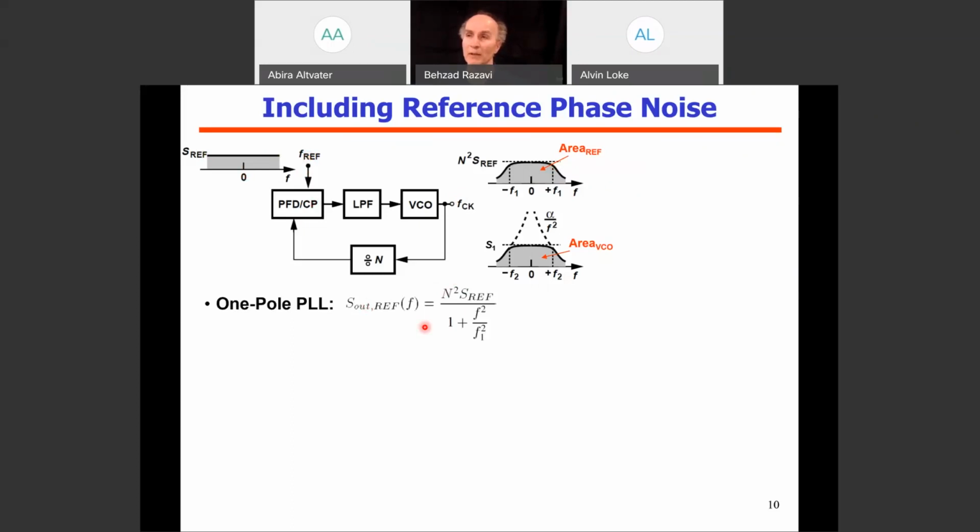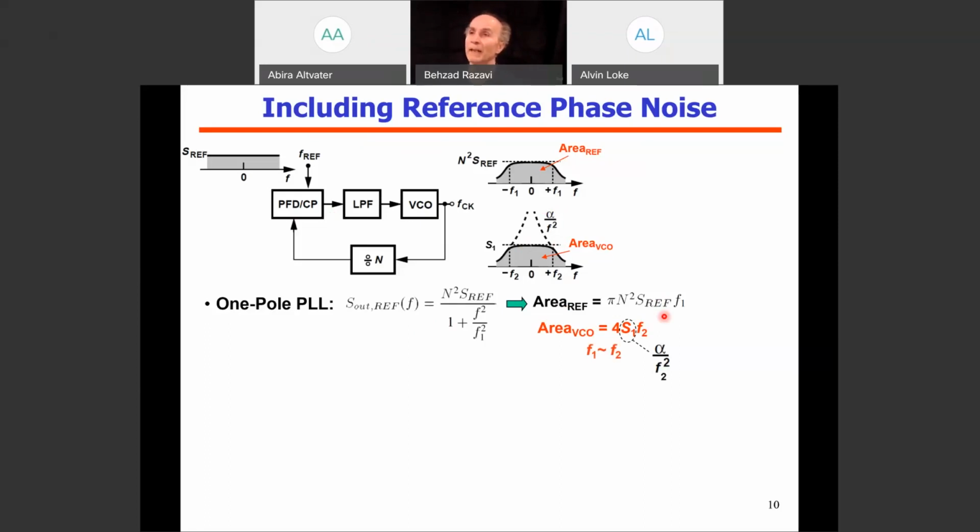So we go ahead and integrate this from minus infinity to plus infinity, and that will give us the area ref, which is given by this expression. Okay, we already found area VCO to be 4S1 F2, and we know that S1 here is the intersection of alpha over F squared and this flat profile, so it's computed at F2. And we also assume that F1 and F2 are approximately equal.